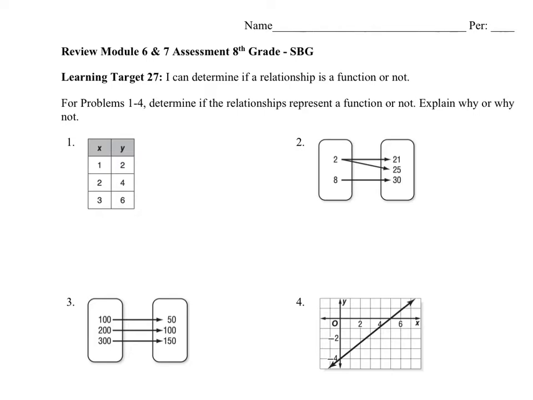So for number 1, we've got a set of points here. So remember, x is always our input and y is our output. And so we need to make sure that every input only has one output. So since 1 is only listed once, its only output is 2. 2 is only listed once, so its only output is 4. And 3 is only listed once, so its only output is 6. So this is a function because each input, which is 3 different values, only has one output. So we're going to say yes, because each input has only one output, or you can say exactly one output.